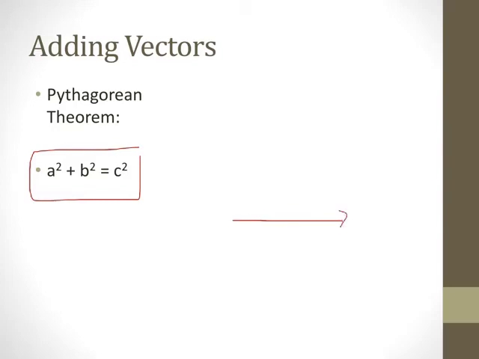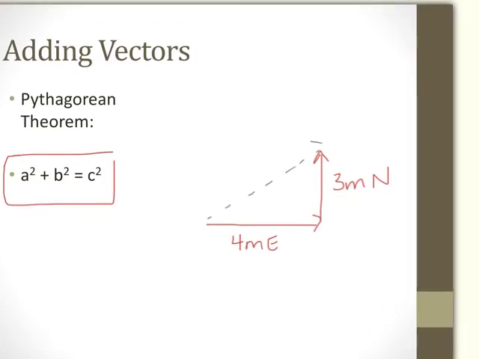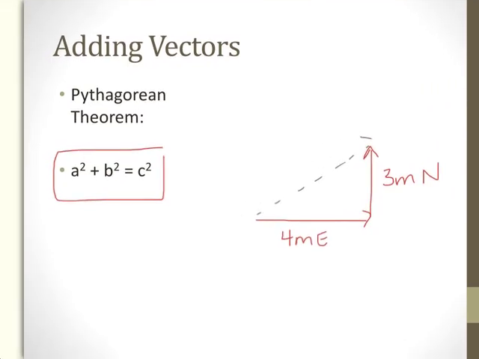So let's talk about it. Here's our 4 meters east. Here is our 3 meters north. And our resultant. The Pythagorean theorem only works for right triangles. So you have to have a 90-degree triangle. This is for right triangles only.